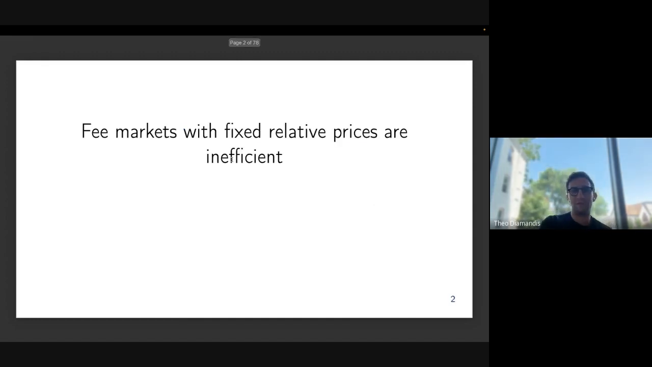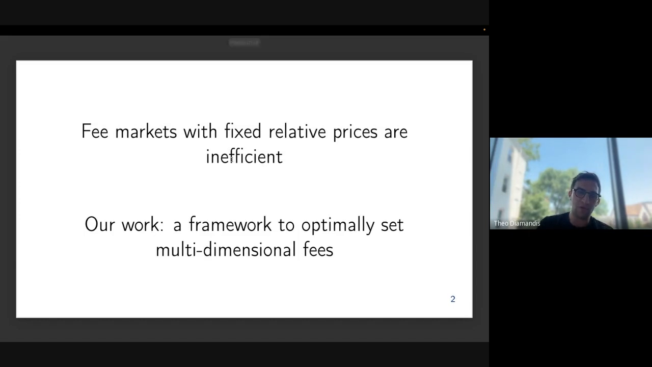And so kind of the big high level picture that I want to convince you of is that fee markets with fixed relative prices are inefficient. So this is denominating, say, everything in some joint unit of account like gas. And what we introduced here, which I was talking about a little bit before when we were chatting, is kind of a framework to optimally set multi-dimensional fees. So a framework for a network designer to figure out how to set fees for their network.